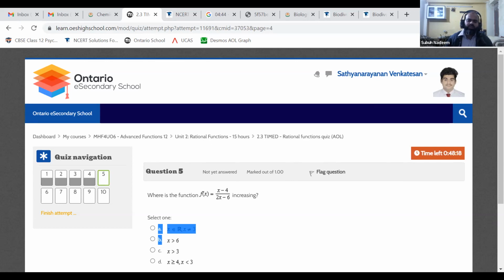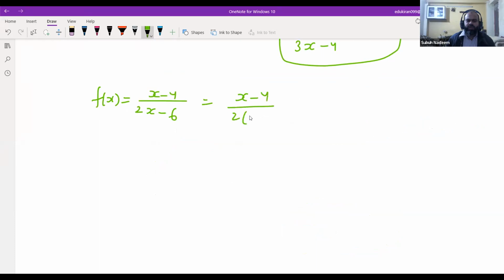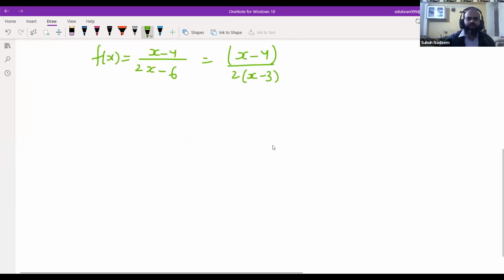How have you drawn the graph? Just cross check or show me here. The function was (x minus 4) upon (2x minus 6). This was the function. Yes, sir. So (x minus 4) by 2 into (x minus 3). What are the steps involved in order to find the graph? How will you proceed? What are the things which you have to see?